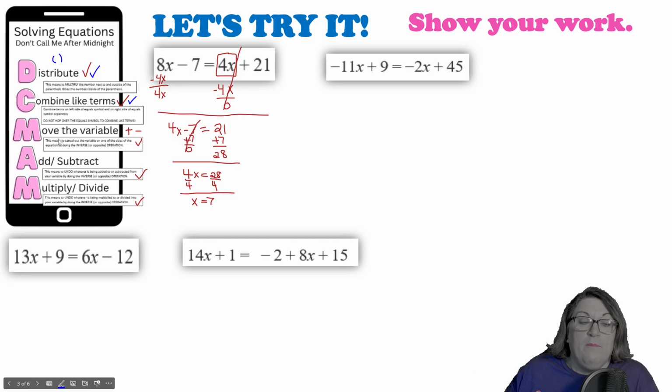So again, I'm with the move variable step, and I have a variable on the right and on the left, and I'm going to cancel out one of them. This time it's a negative 2x. So if I subtract a negative 2x from that, that's the same as adding a 2x. Remember, subtract negative is the same as adding.